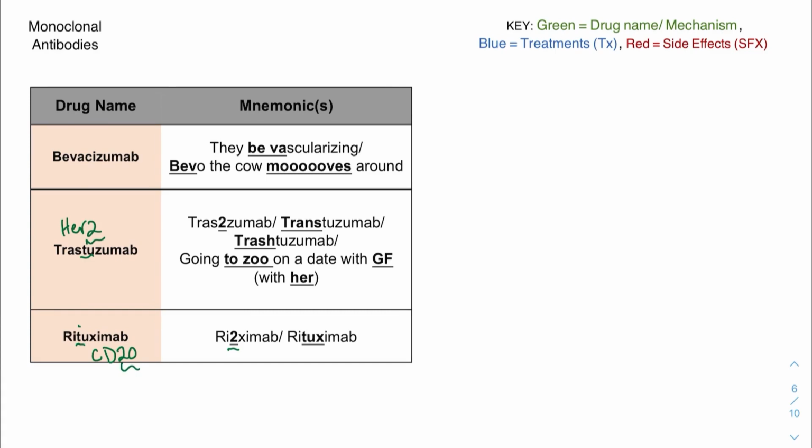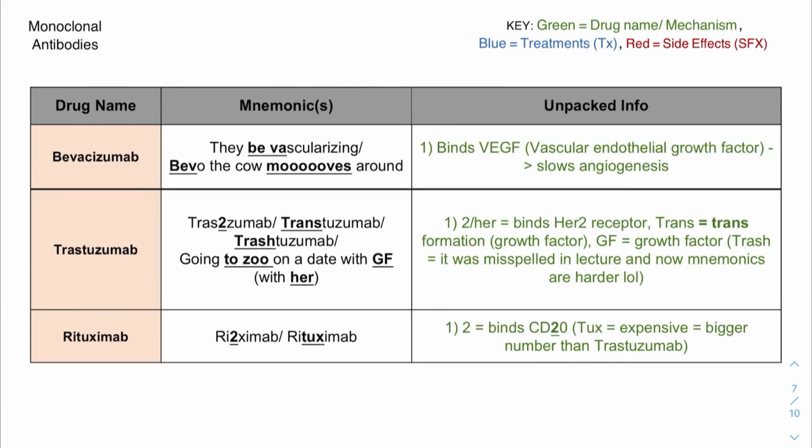By looking at Tux, this is the only drug in this kind of 50-50 that's going to have something that's very expensive on it. Tuxedos are generally very expensive. Therefore, Tux equals bigger in price, as in expensive, therefore bigger number. So that is the way that I would recommend to know that you can use the 2 mnemonic for each of these, but to actually differentiate which one's the CD20 versus which one's the HER2, Rituximab, more expensive, is the larger number. That is the summary of all of the monoclonal antibodies.